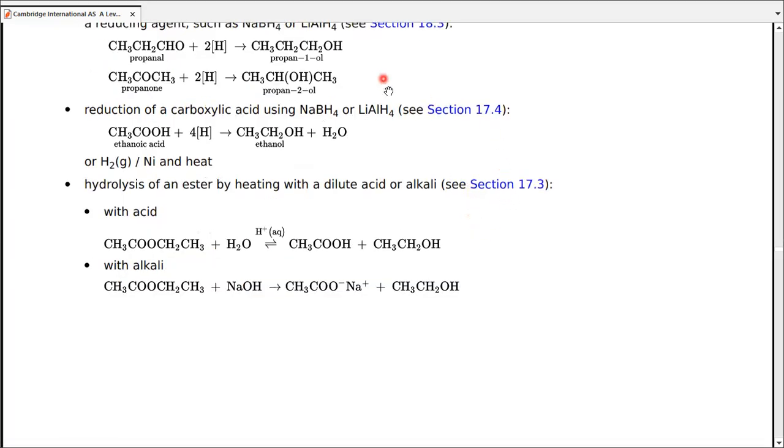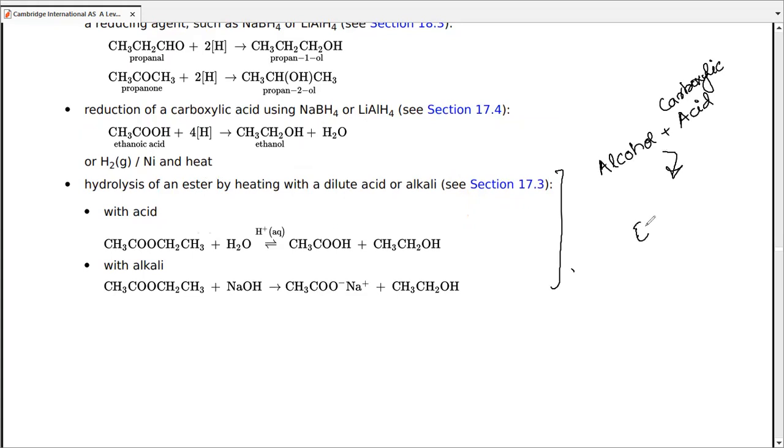Remember, this is something that works as a prerequisite. Why? We already know and have already studied esters back in IGCSE. An ester is actually a combination of alcohol plus carboxylic acid. And what we studied back in IGCSE as well is that if this forms an ester and water in a condensation reaction, this reaction can be reversed. And when reversed, it's known as hydrolysis.